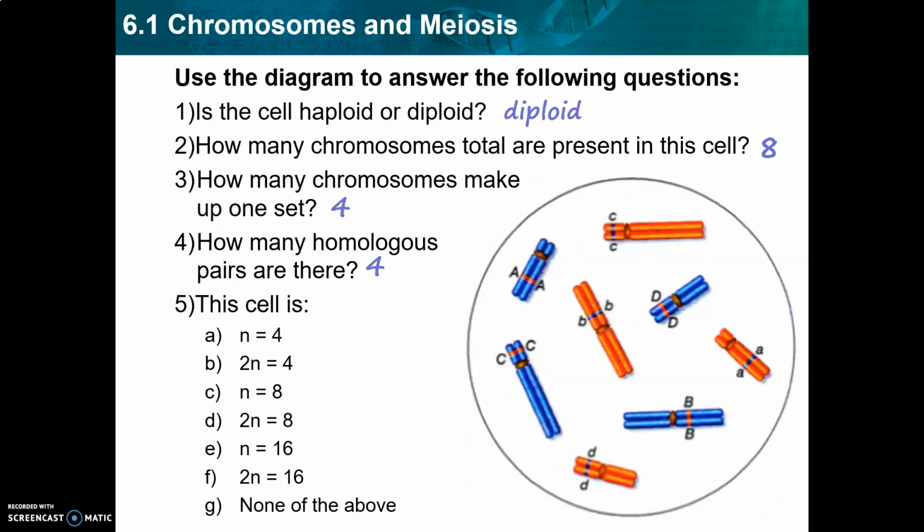So our last question is trying to figure out what would we abbreviate this cell as if we use this designation. So the correct answer here is D, 2n equals 8. How do we know? Well, it's a diploid cell, so it has to be 2n, okay? Then, how many chromosomes are there in the cell? We just determined there are 8. So 2n equals 8 is going to be our designation for this cell right here.